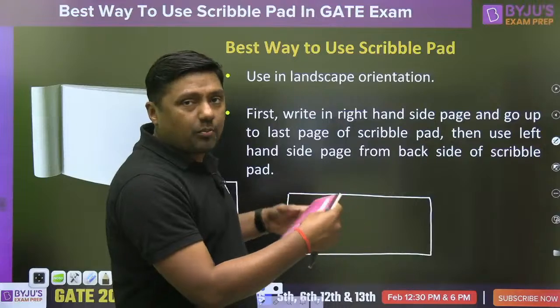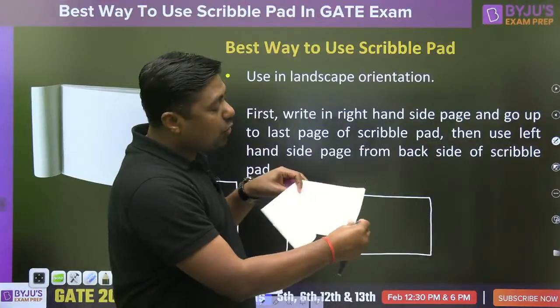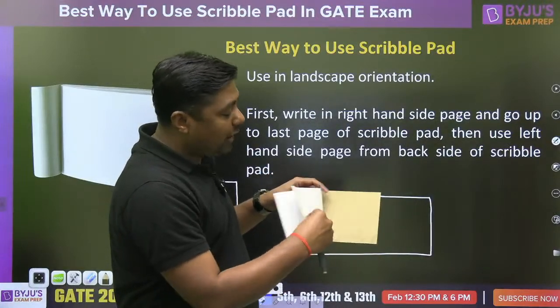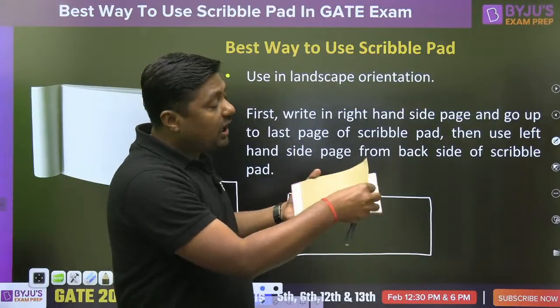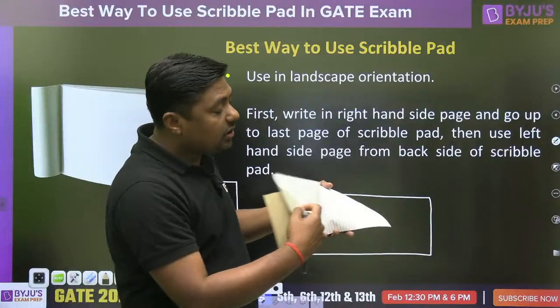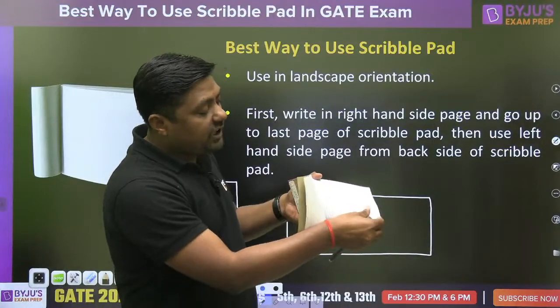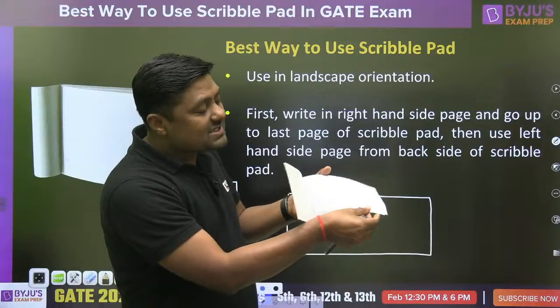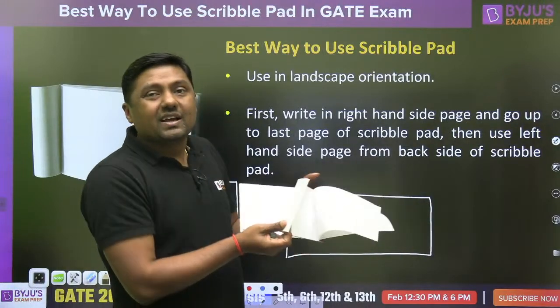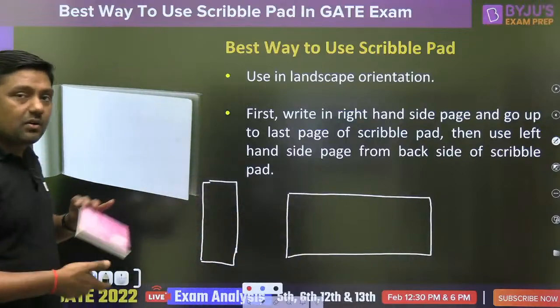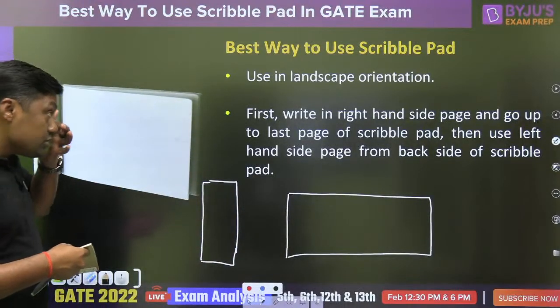So you can give the numbering 1, 2, 3, and up to 12. The last page will become 12, and then again you can start from 13, 14, 15, 16, 17, and the last page will become 24. So it is just an easy method. Okay, so we can effectively use this copy.